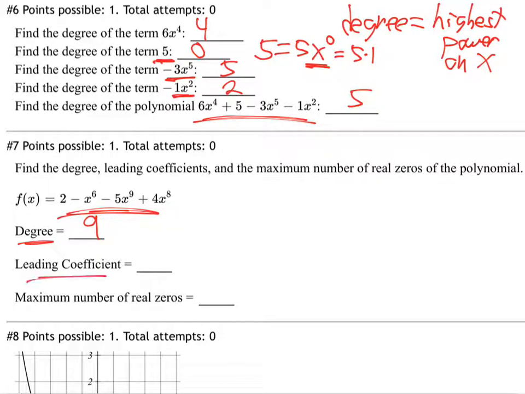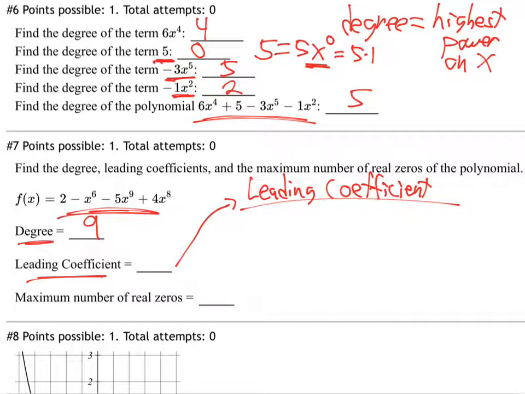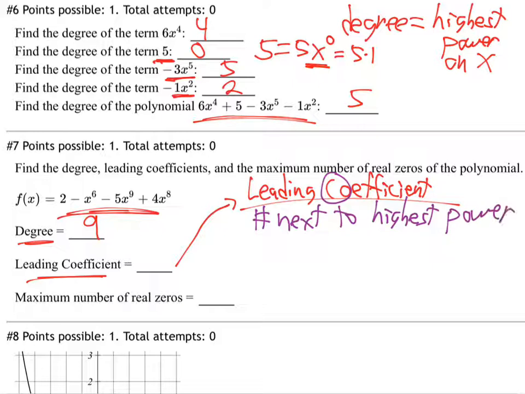Now, leading coefficient. Let me be clear on that. Leading coefficient. Co always means with, like co-pilot is with the pilot. So that means the number next to the highest power term. That's why they call it leading. It's in front of the most powerful term.